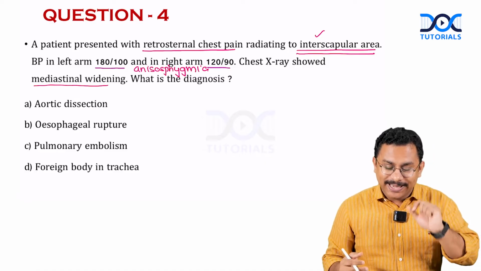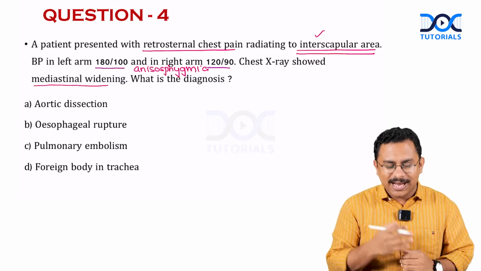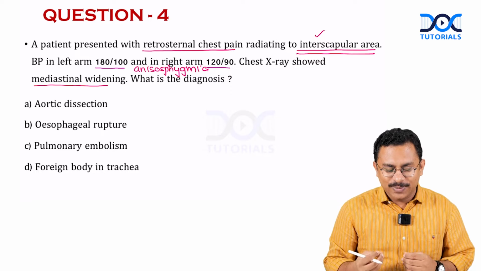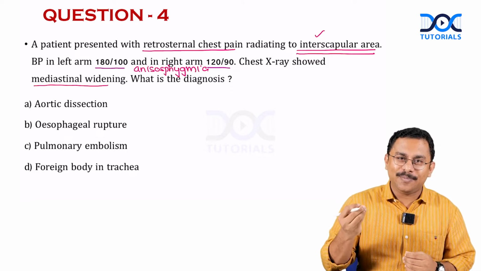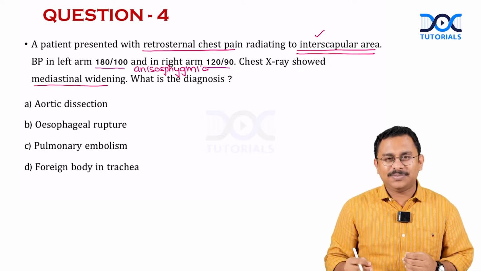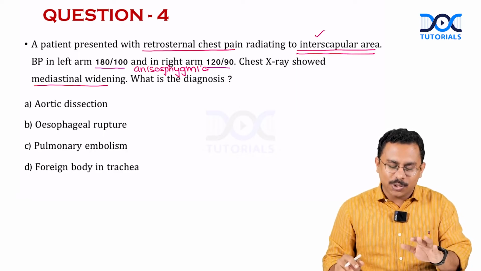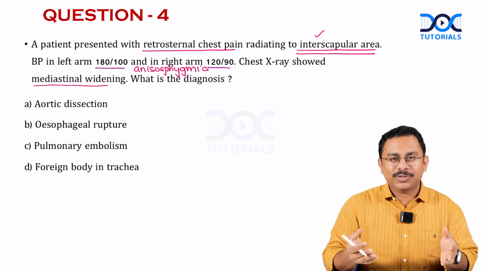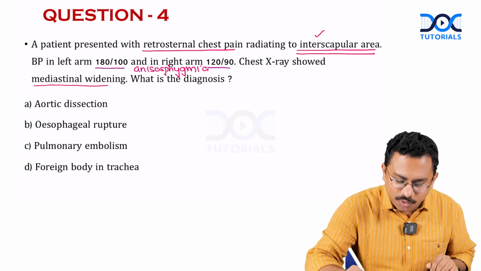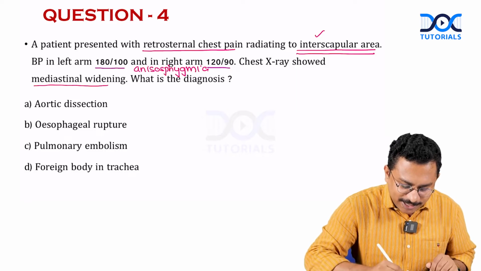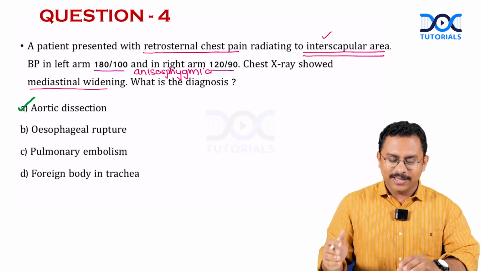But let us have a look at the second line. See, there is a BP difference in both the upper limbs. Now, this is unlikely to be associated with myocardial infarction. It is unlikely to be associated with pulmonary embolism, esophageal rupture, or a foreign body in the trachea. So, the second line essentially rules out the other options. And also the next line, chest X-ray showing mediastinal widening. You can say with more confidence that this is likely to be an aortic dissection, a type of acute aortic syndrome.